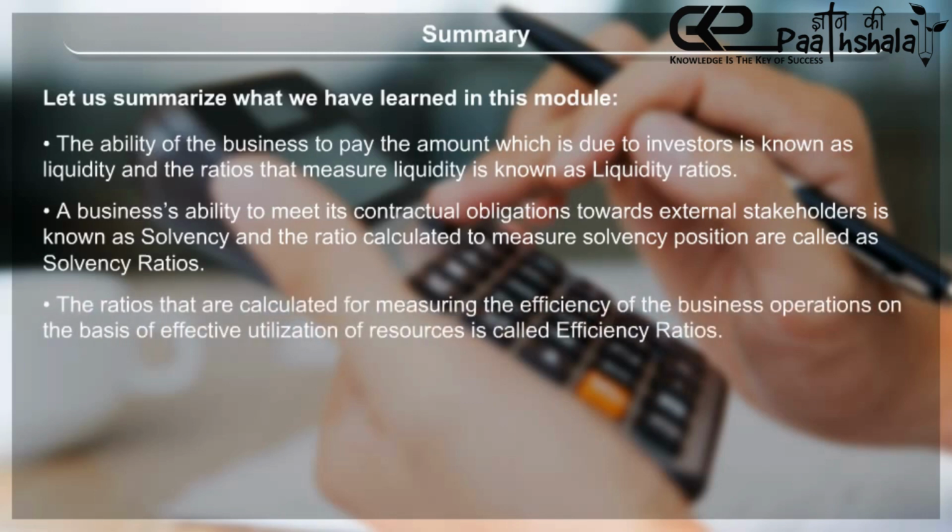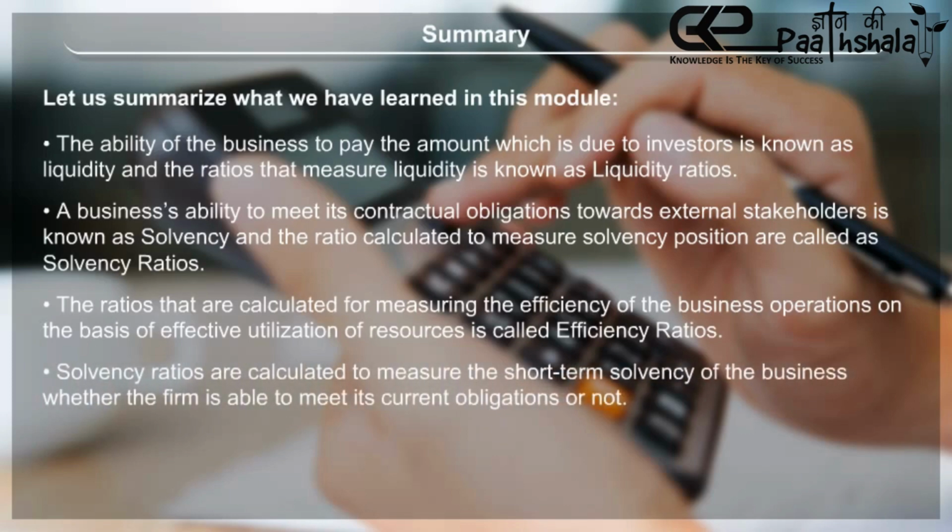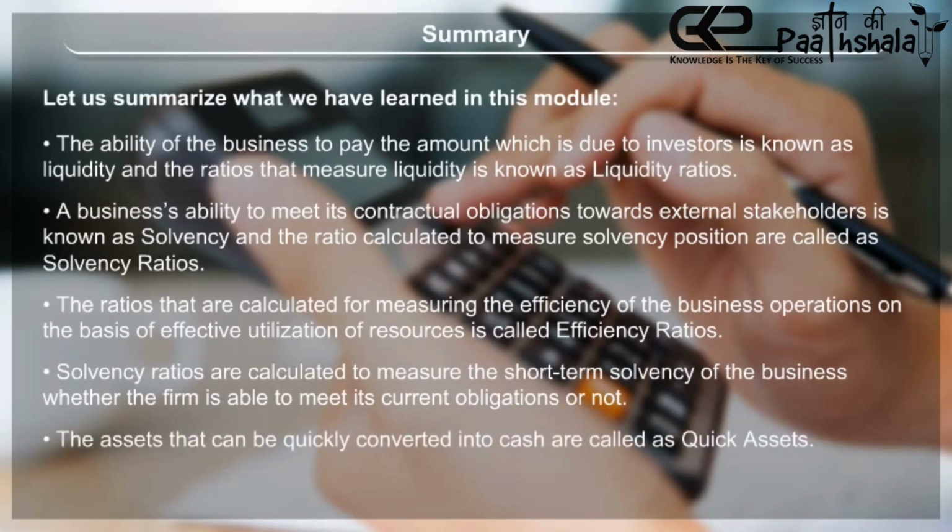The ratios that are calculated for measuring the efficiency of the business operations on the basis of effective utilization of resources are called efficiency ratios. Liquidity ratios are calculated to measure the short-term solvency of the business, whether the firm is able to meet its current obligations or not. The assets that can be quickly converted into cash are called quick assets.